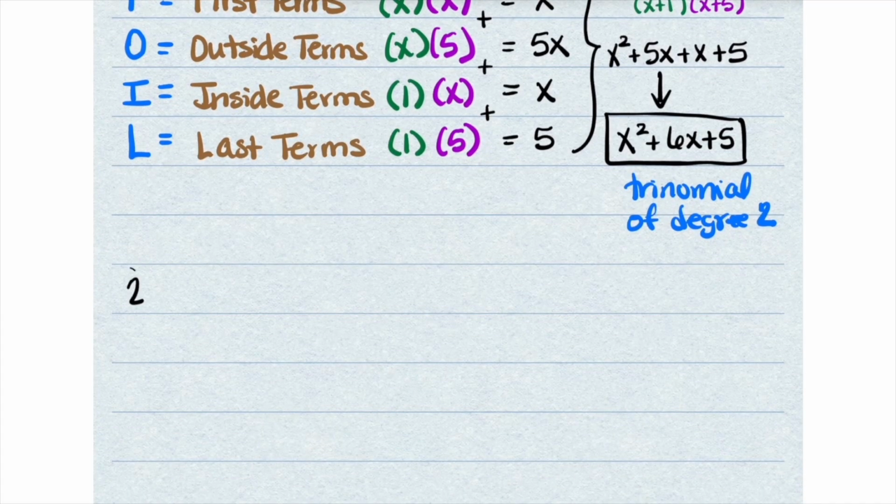So I'll just say this is example number 2. We have x plus 7 times x plus 3. Okay, we're going to do the FOIL method.